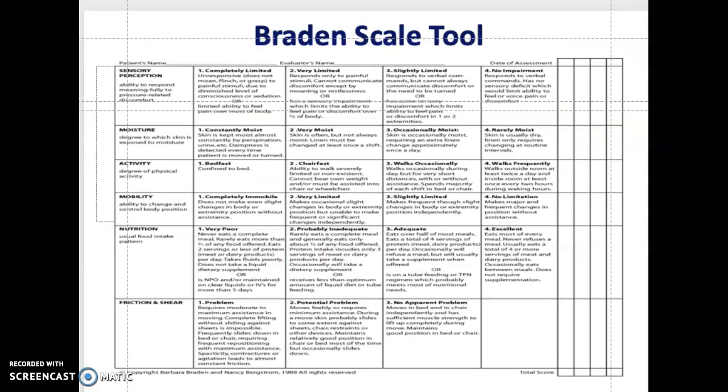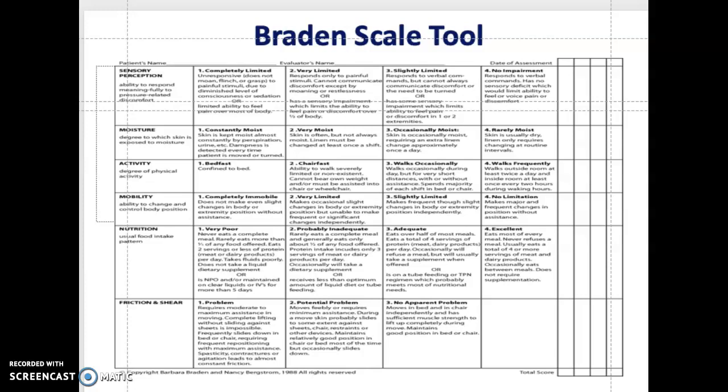This is the Braden scale tool that nurses use to evaluate patients that are considered high risk for pressure injuries. So the Braden scale tool assesses several risk factors. For example, the patient's sensory perception, their ability to respond to meaningful pressure related to discomfort. Moisture, the degree to which the skin is exposed to moisture.